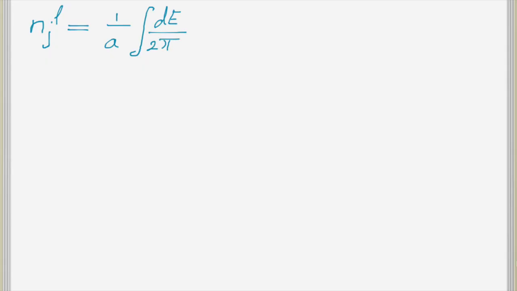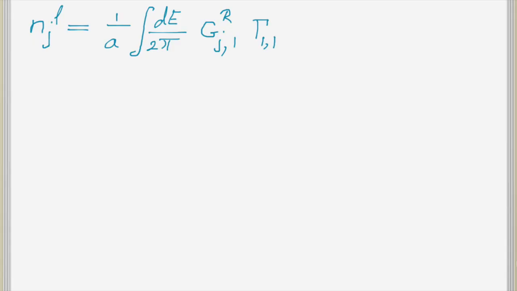The electron density due to injection from the left is equal to 1 over A integral dE over 2 pi, GR J comma 1, I'm going to write out all the indices again, gamma 1, 1. Again, writing my GR squared as GR times GA, so GA, because this allows me to keep all my indices nicely in order, 1 comma J, F, E, R, J comma 1 star. I just unfolded my GR magnitude squared into a GR GA, where GA of 1J is equal to GRJ1 star.